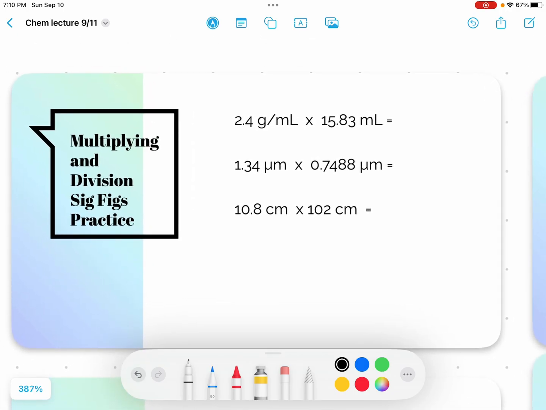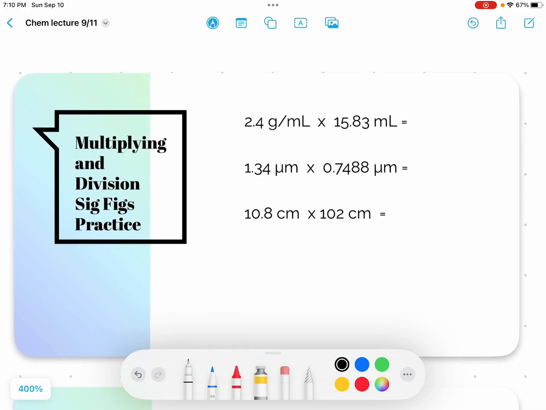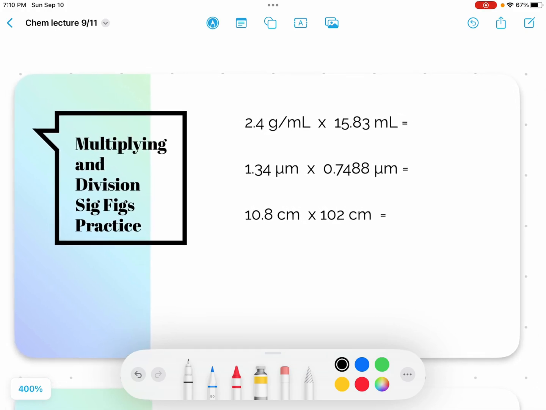So when we're multiplying, again, exact same thing as what we just did. First we're going to solve. So I'm going to take 2.4 grams per milliliter times 15.83 milliliters. When I do that, I should get an answer of 37.992. Now I have to go back into my numbers to figure out how many sig figs I need to go to, because I always want to go to the least amount.